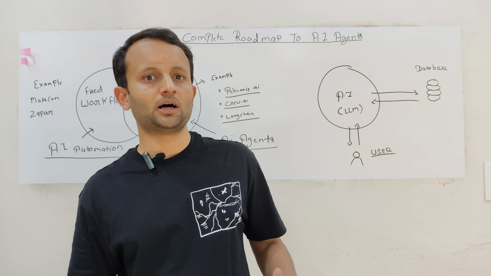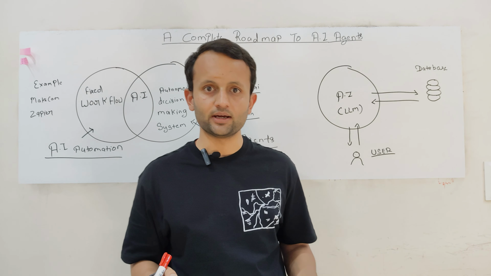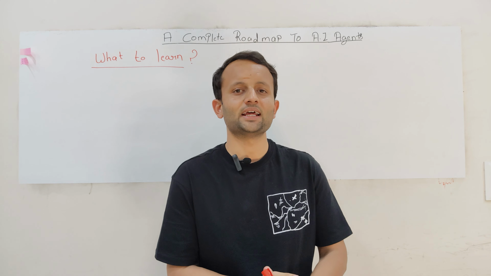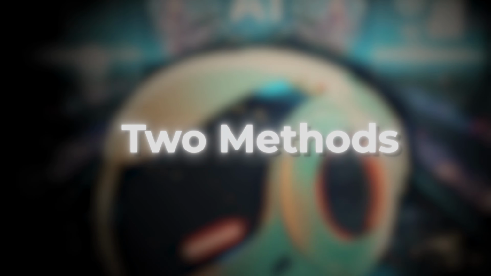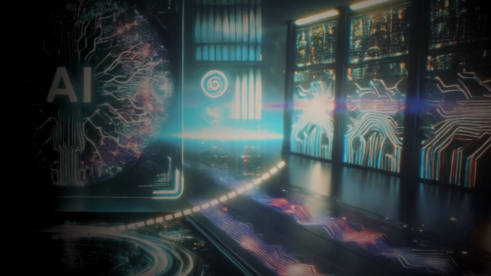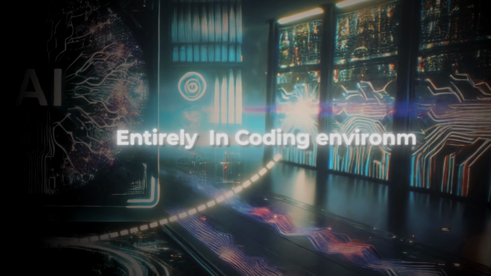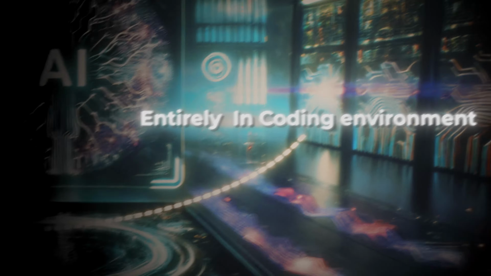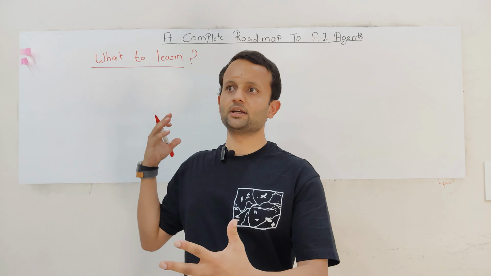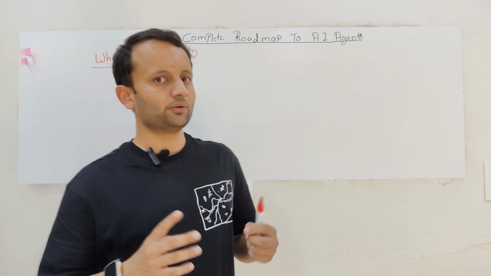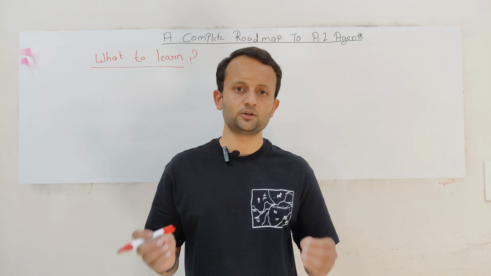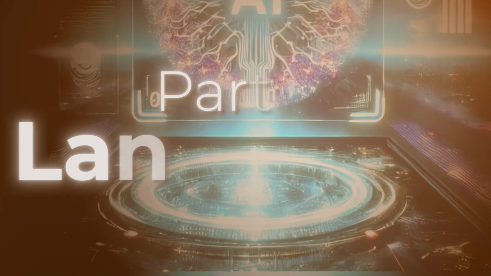Now let's discuss the key components that are required to build any AI agent. When we build any AI agent, there are two methods that are always followed. The first method is where we build the complete agent entirely in a coding environment. And the second is where we build the agent completely using low-code tools, no-code tools, or different frameworks. So in this video, we will understand what languages, frameworks, and tools are required to build any AI agent.